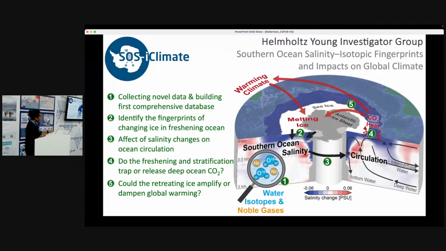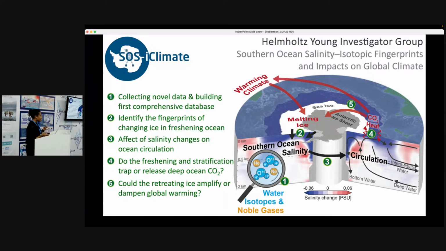Okay, moving on, talking a little bit more about the project that I'm working on, which is SOS iClimate, where we study Southern Ocean salinity using isotopic fingerprints and its impacts on global climate. In order to study the Southern Ocean, we need observations. So one of the biggest parts of this project is collecting novel data and building a comprehensive database of these seawater isotopes. What you see here in this magnifying glass are these seawater isotopes that we use in order to study salinity changes, notably oxygen 16 and oxygen 18.